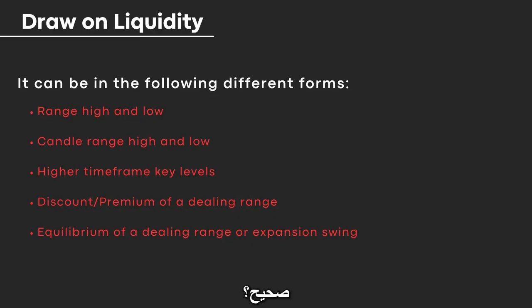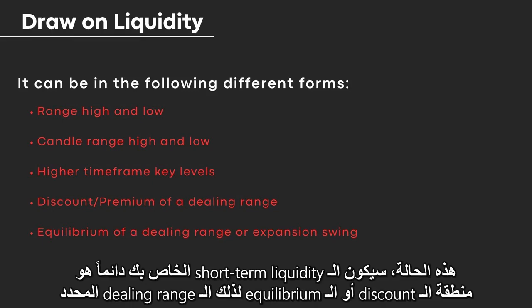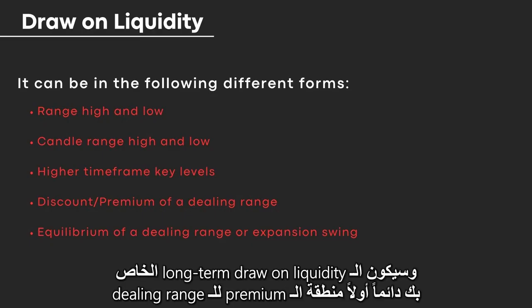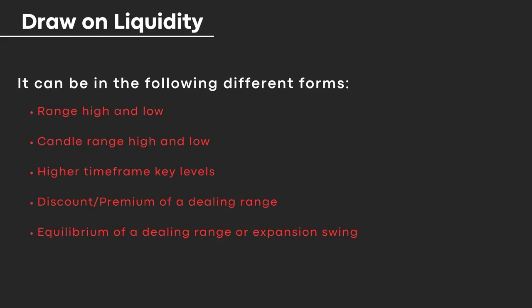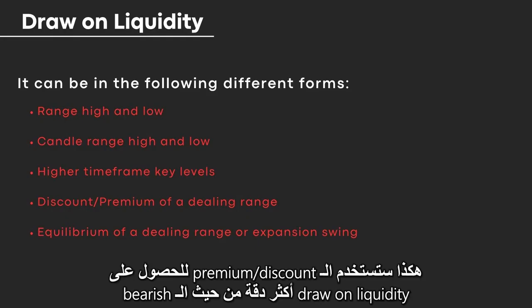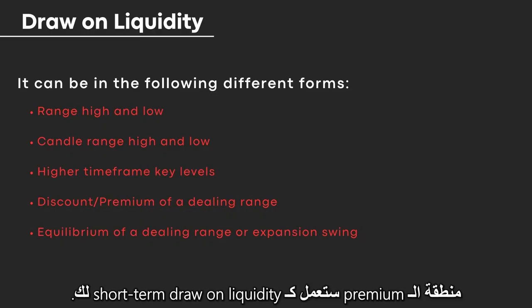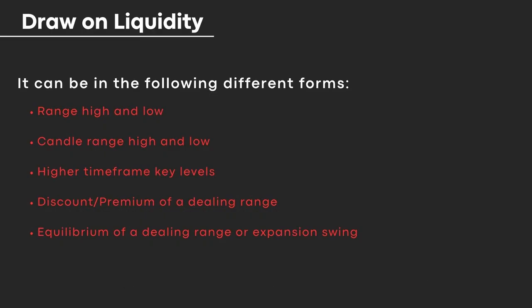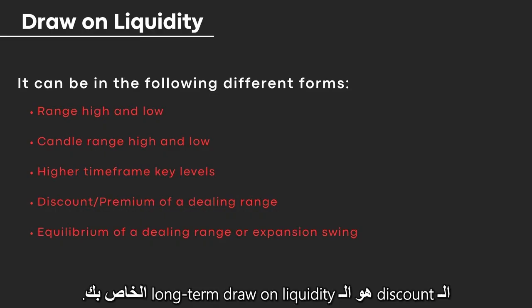And if you're working with, let's suppose, a bullish order flow, then in that case, your short-term draw on liquidity would always be the discount or the equilibrium region of that particular dealing range or expansion swing, and your long-term draw on liquidity would always first of all be the premium region of the dealing range or a key level inside the premium region, right? That's how you're going to use premium/discount for a more refined drawn liquidity. In terms of bearish order flow, the premium region would act as your short-term drawn liquidity, and the discount is your long-term drawn liquidity.